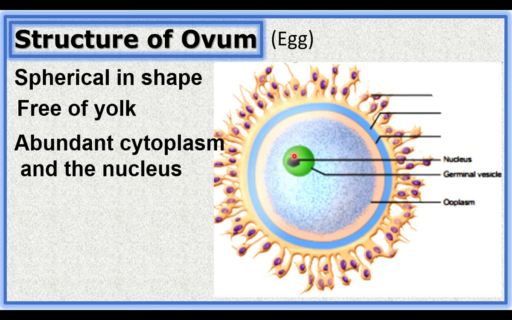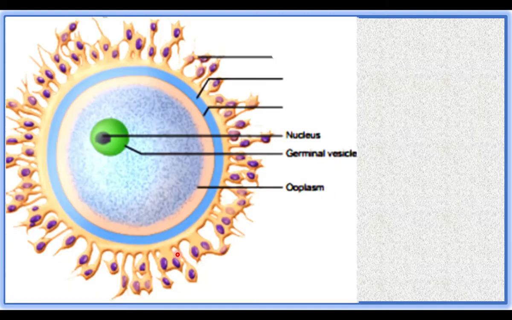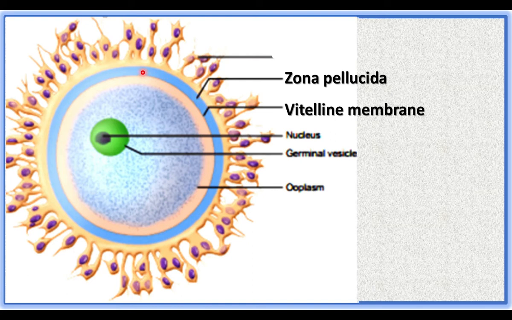Like other cells, the ovum is also covered by a plasma membrane. Apart from the plasma membrane, it is covered by three egg membranes. They are the vitelline membrane. This is the vitelline membrane. It is next to the plasma membrane. Zona pellucida. This is zona pellucida. And corona radiata. Corona radiata is an egg membrane, but it is not produced by the egg.